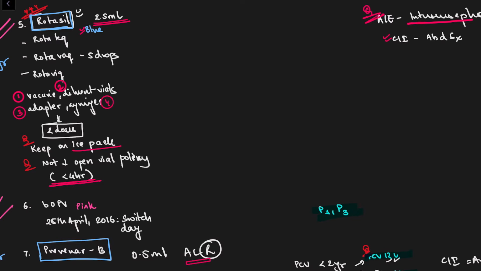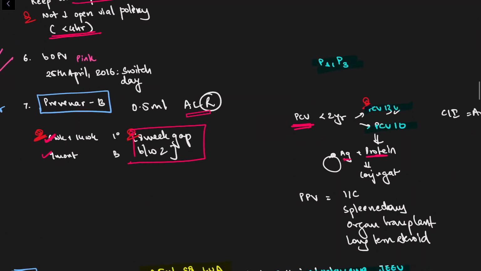Then the pneumococcal vaccine, it can be either PCV13 or PCV10. The PCV10 has an antigen and a protein which is a conjugate. Remember, the pneumococcal vaccine is given for immunocompromised patients, splenectomy, post-splenectomy, organ transplant, and patients on long-term steroids. And the contraindication is anaphylaxis.